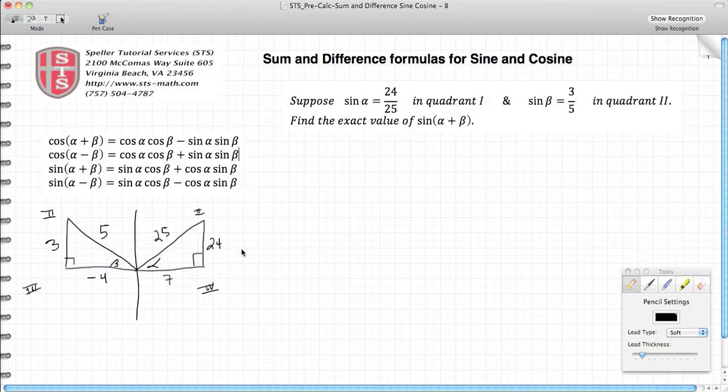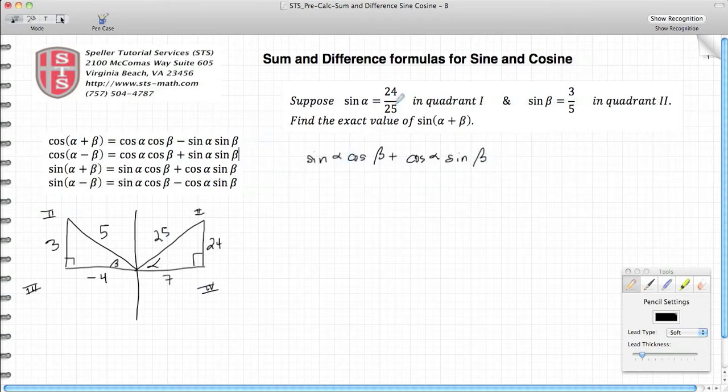Now let's take a look at which of the sine forms we're going to use, the sum or the difference. Well, they told us to use the sum. So now we're going to substitute our values. You see that we're using this third formula here. So we're going to take the sine of alpha. Matter of fact, let me just rewrite it so it's easier to follow. Sine of alpha cosine beta plus cosine alpha sine of beta.